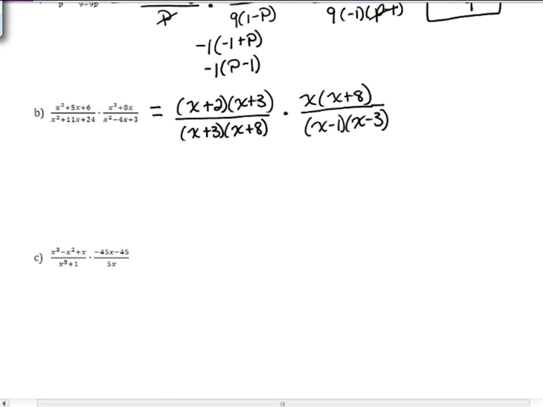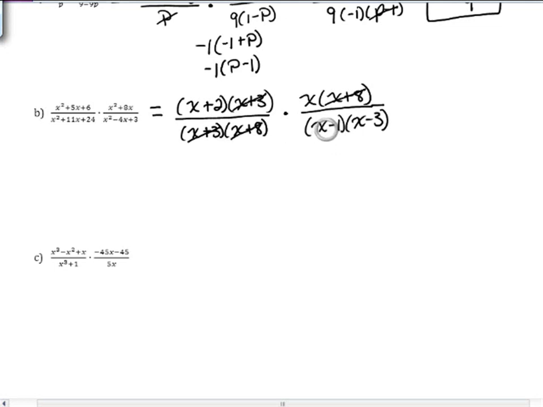Now we want to cancel anything that we can cancel. We don't have an x plus 2 down in our denominator anywhere, so that has to stay. And then we have x plus 3, and then we also have an x plus 3 in the denominator, so we can cancel those. We don't have another x, a plain old x down in our denominator, so that has to remain, but we do have an x plus 8 in the denominator that we can cancel.